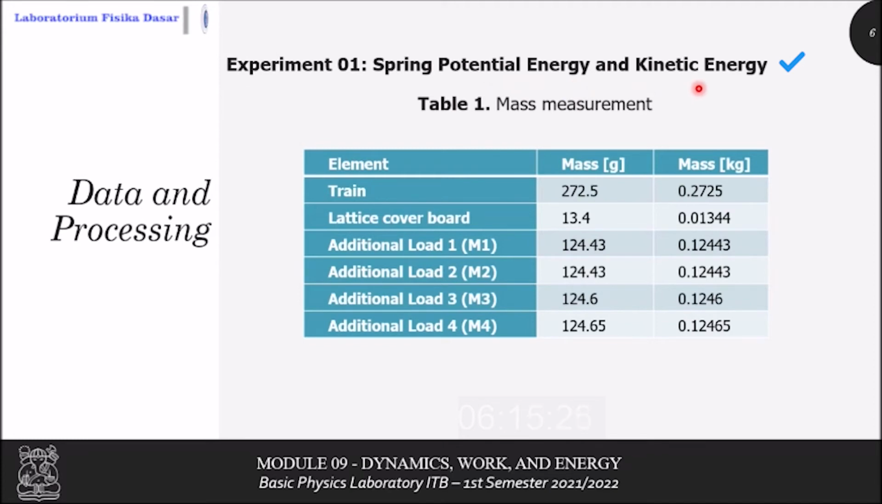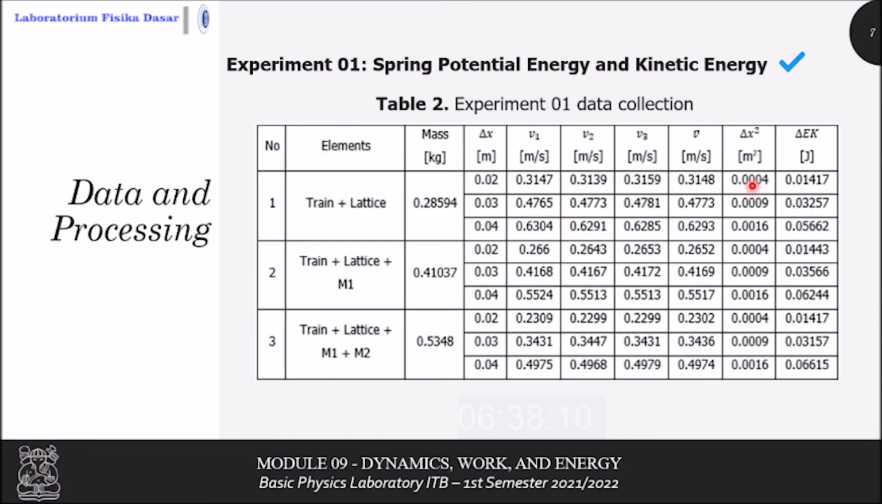Before we start the experiment, we have to measure the mass of each element that will be used in the system, including the crane, lattice cover board, and the 4 additional loads. We'll use a digital scale which gives us the mass measurement result in grams, and it is convenient for us to convert this value to the unit of kilogram. Next, for the data collection, we will have 5 variations of mass here. However, I only show you 3 of them as the sample.